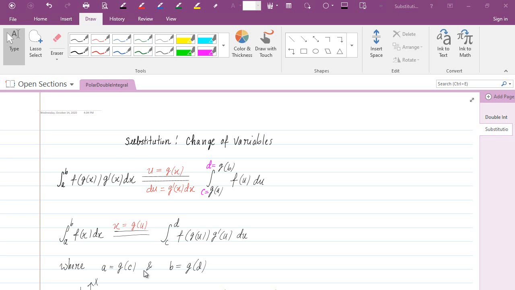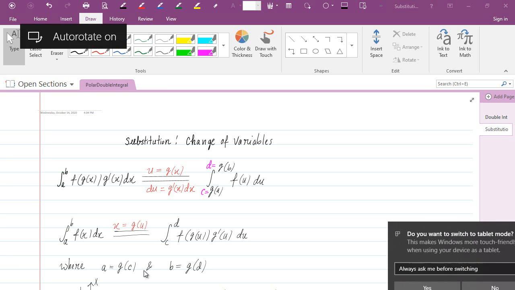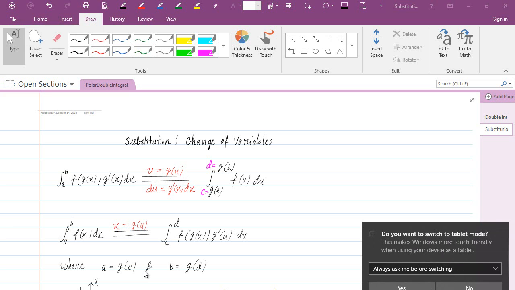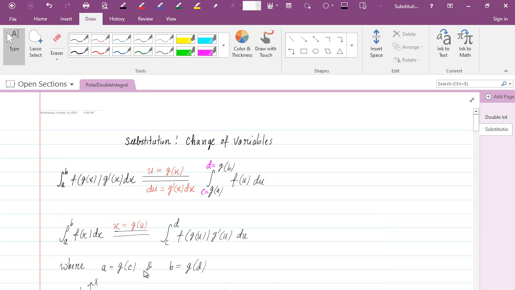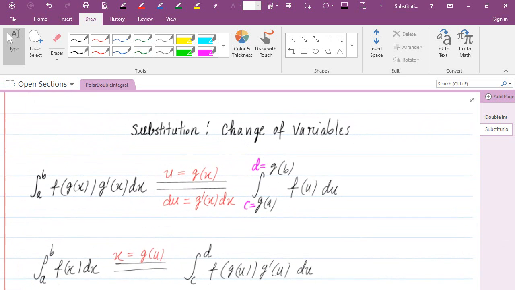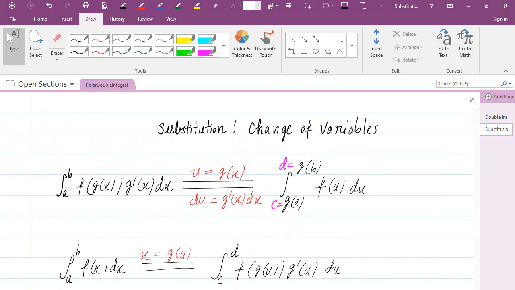Welcome, everybody. We now start looking at change of variables formula for double and triple integrals. Before I do that, let's review the substitution rule or the change of variables formula that we have seen in Calculus 1. So in Calculus 1, we have seen the following substitution rule or change of variables formula.